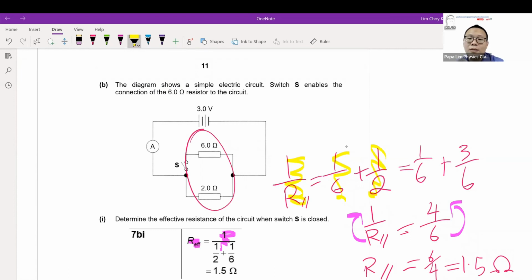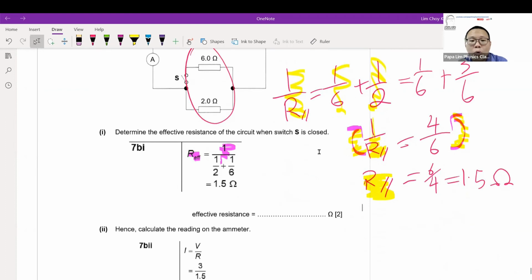But if you use this method, there is a final stage you must remember: don't leave your answer as 1 over R parallel. You must remember to flip, because ultimately I'm not looking for 1 over R parallel, I'm looking for R parallel. So this is the unit I'm referring to. After you get my R parallel to be 1.5 ohms.